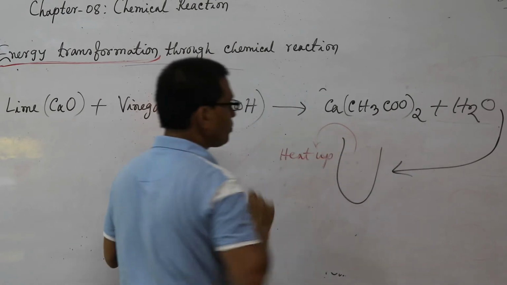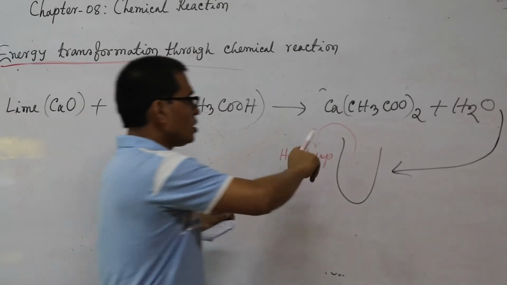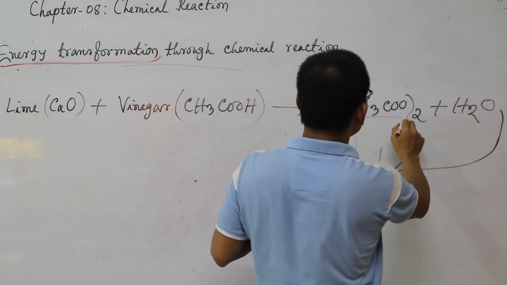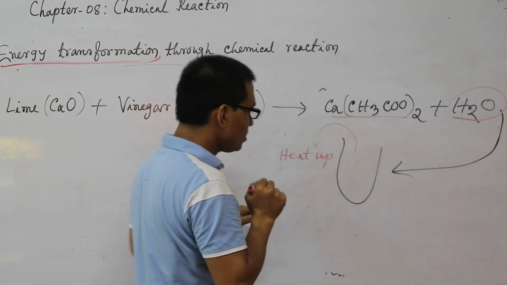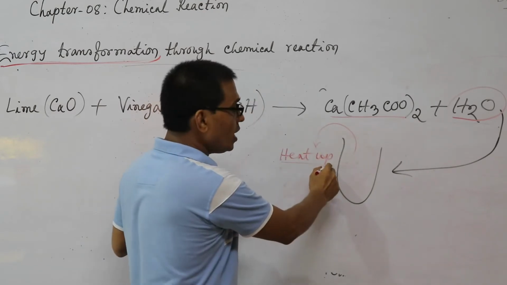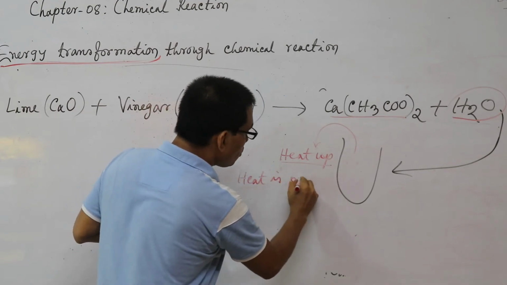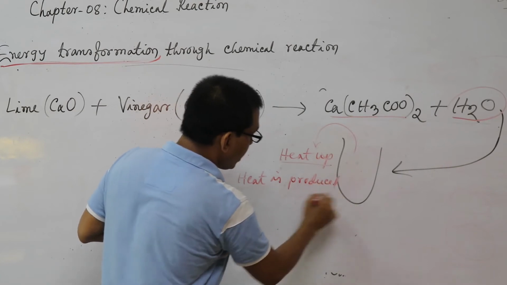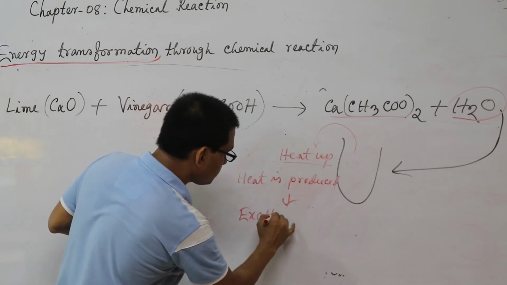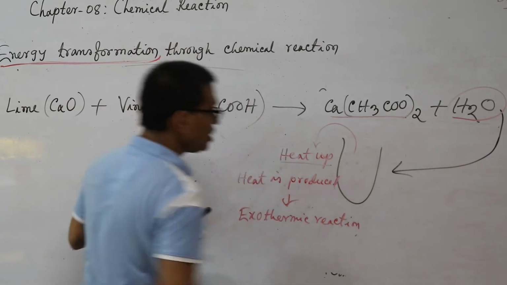will heat up. Why? In that case, lime and vinegar in a test tube give the product calcium acetate and water, and the test tube where the reaction takes place heats up. Why? Because heat is produced, and it indicates an exothermic reaction.